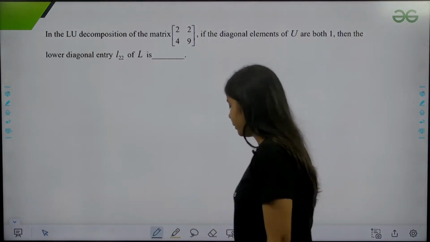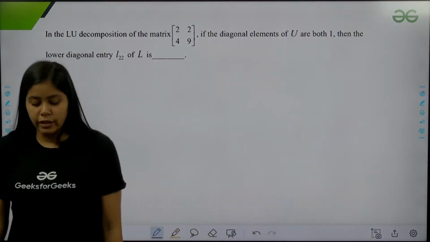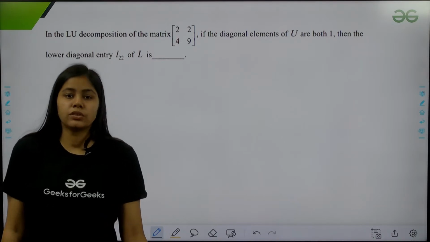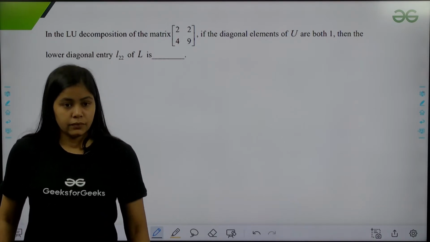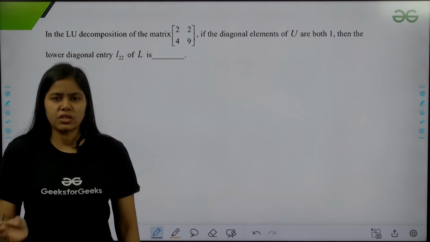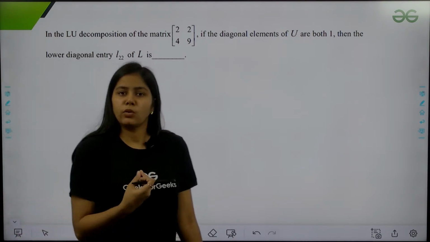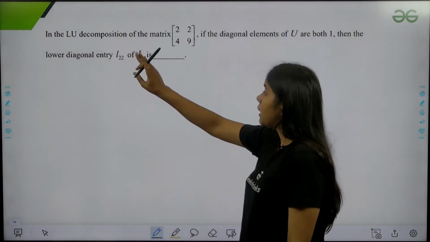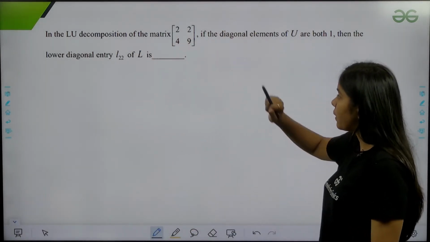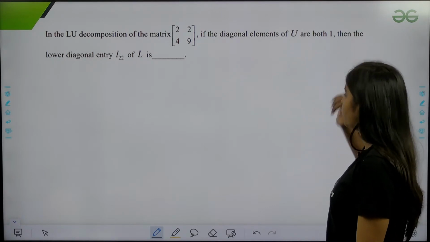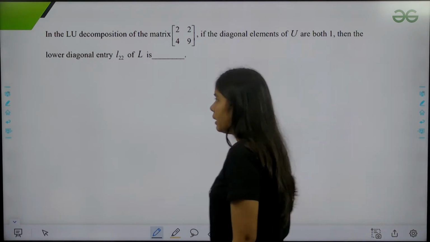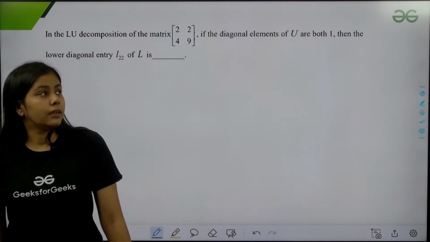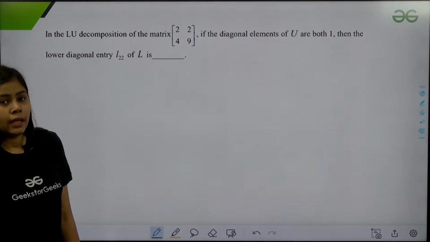Yeah, okay. So that is my LU decomposition question. Do you know how to write LU decomposition? What is L here? L is a lower triangular matrix, U is an upper triangular matrix, right? They say that in the LU decomposition of the given matrix, if the diagonal elements of U are both 1, then the lower diagonal entry L22 of L is. So we have to write down the lower diagonal entry L22.